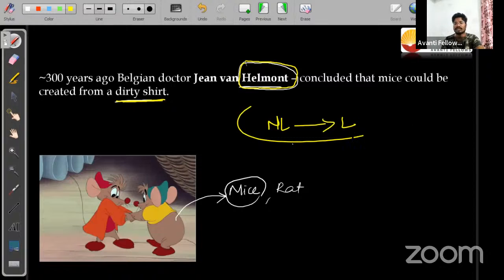ये conclusion उन्होंने दिया था, जो कि totally wrong है. ऐसा हो ही नहीं सकता. ये demerit है. चलो आगे बढ़ते हैं.